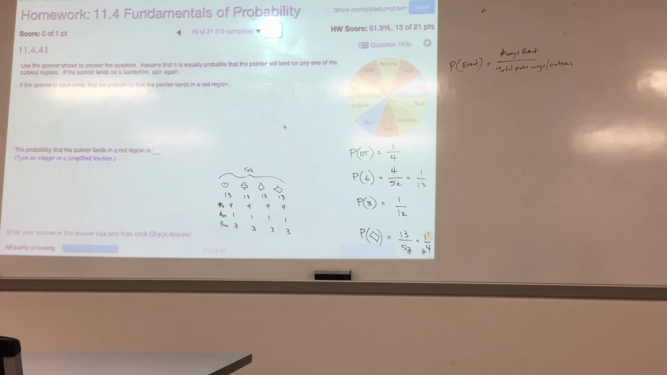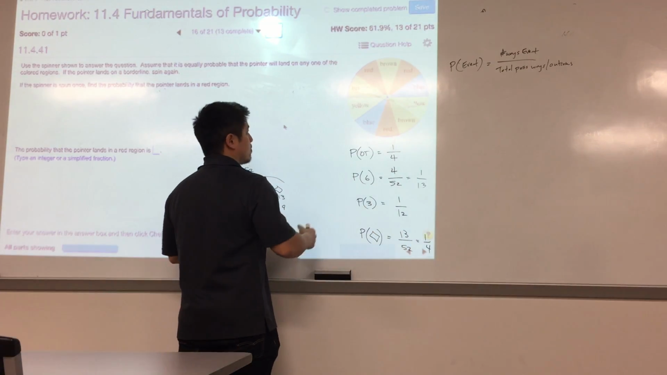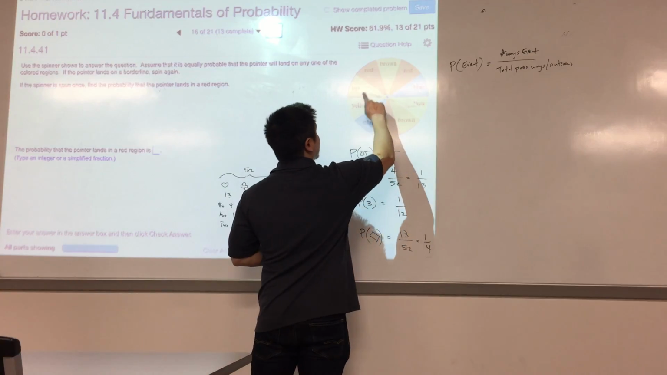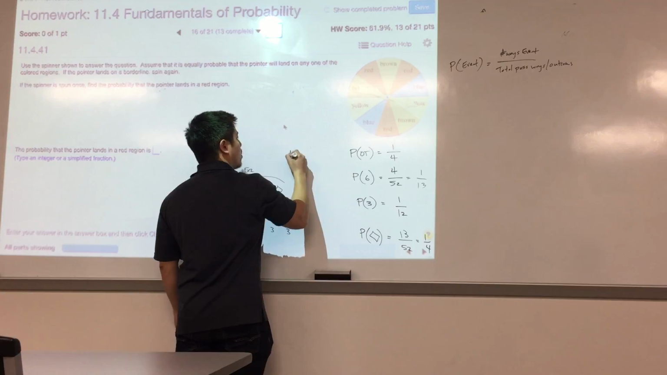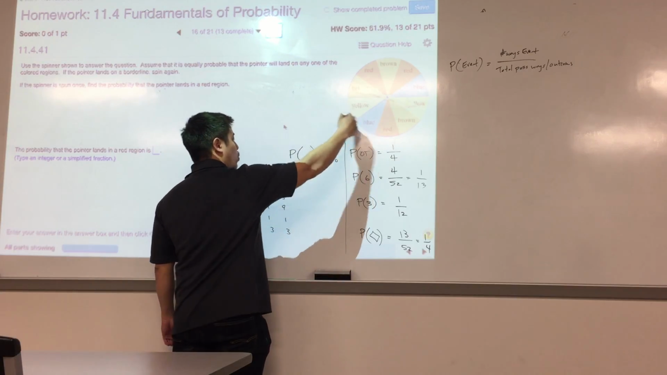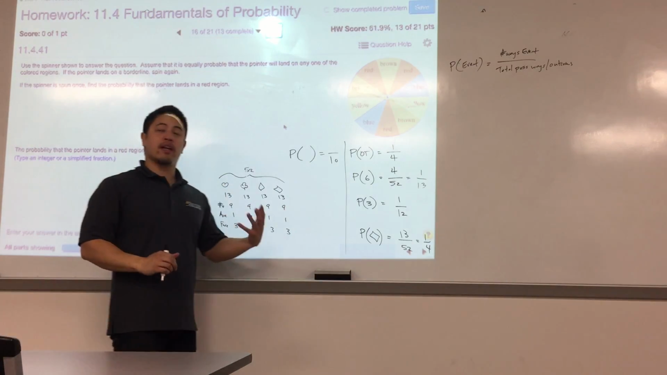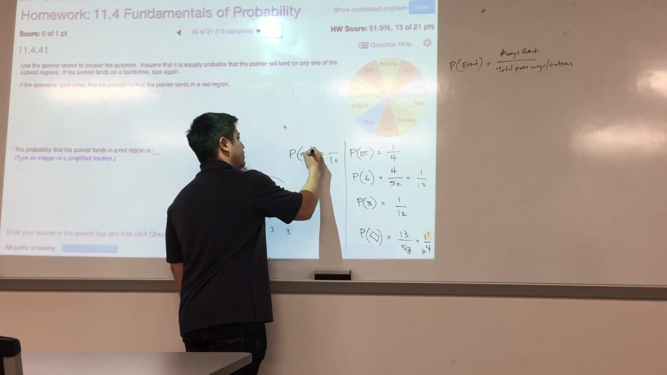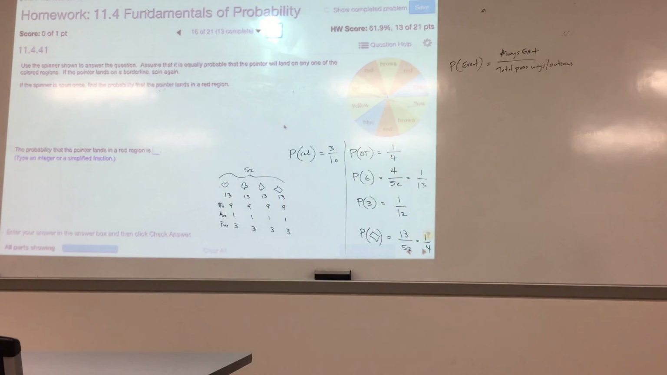Well, first and foremost, we need to know how many possible ways that we can land on anything, which is how many? 10, right? There are 10 equal spaces. So you need to make sure you account for that. There are 10 ways that this can happen. A red region makes up how many of them? 3. So your probability is 3 out of 10. Does that make sense, guys? Okay. So 3 out of 10.